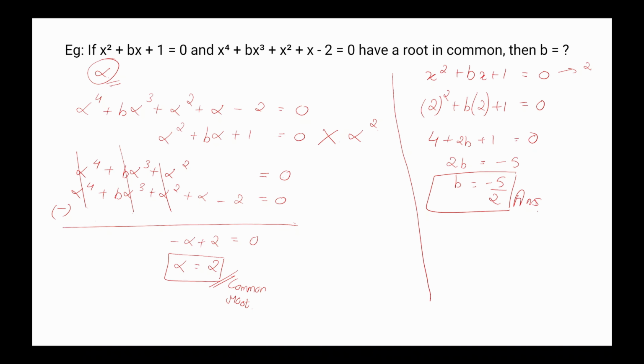Now if you want to check whether the answer you've gotten is right or not, you can put 2 in the other equation as well. If you put 2 in the other equation, you would also get the same value of b. If you are getting the same value of b, your answer is correct. If not, that means you've got to check again. There might be some mistakes that you have made.